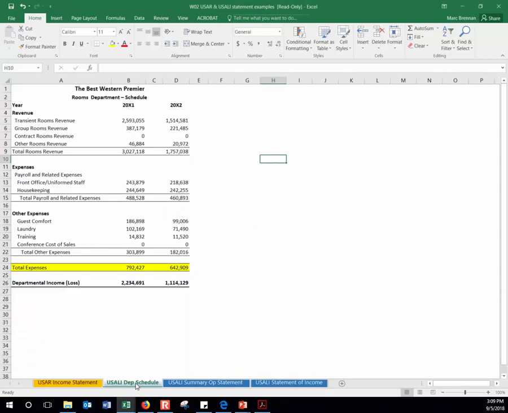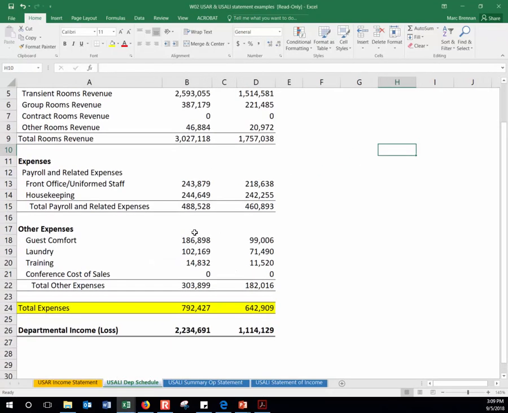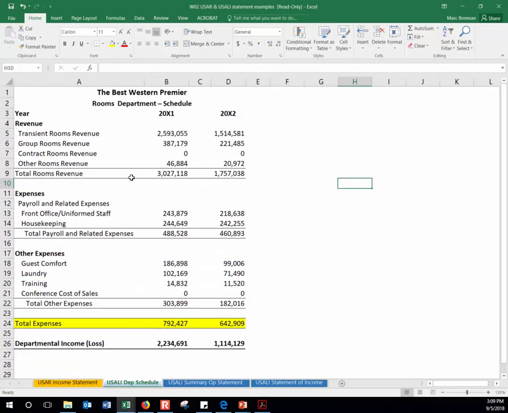So again, if we go to your Excel sheet, you'll see that for this one, it's a rooms department schedule. Okay? So your 2 different years. These would be broken down by the different segments for this hotel in particular. So transient room revenue, group room revenue, contract. Okay? So this is the current accounting period versus last accounting period.